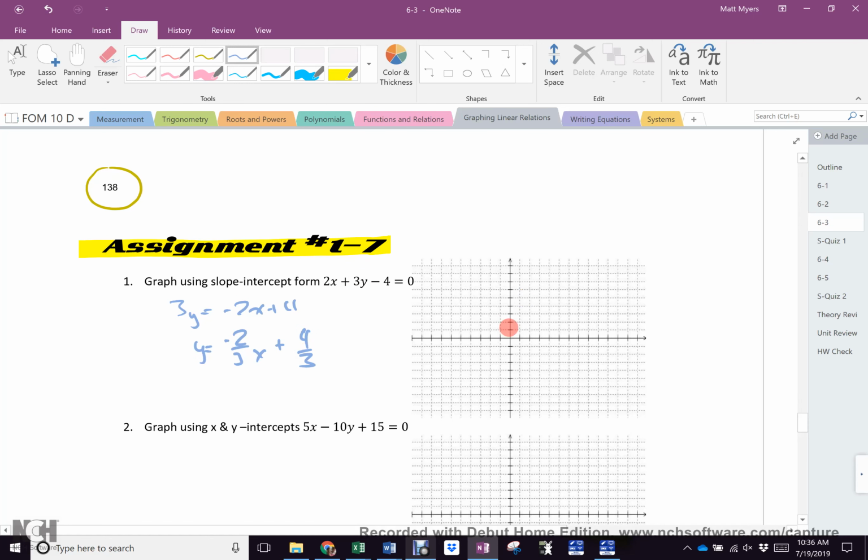Change the scale. 1, 2, 3. There is 1, which is 3/3. There is 4/3. Now my slope is -2/3. So I go down 1, 2, and I go out 1, 2, 3. And there's my slope. You get 2 marks for the work. You get 1 mark for the graph.